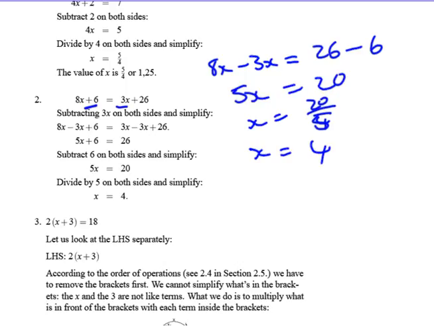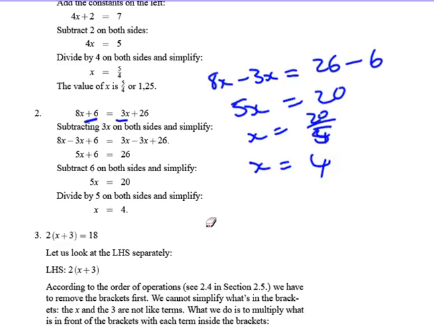To check, if I look at my left-hand side, 8 times 4 is 32, and 32 plus 6 is 38. If I look at my right-hand side, 3 times 4 is 12, and 12 plus 26 is 38. Because both sides happen to be the same answer, I know that x equals 4 is correct.